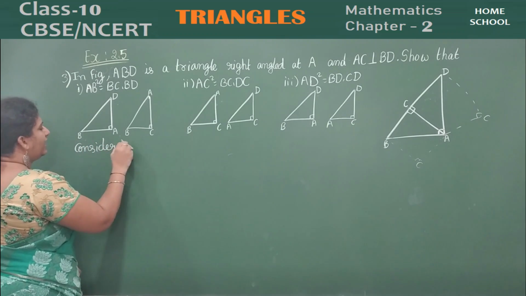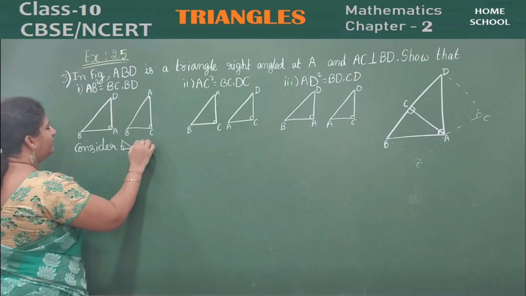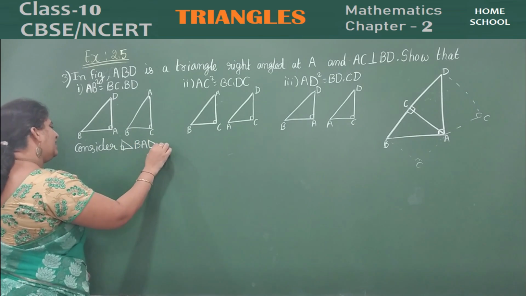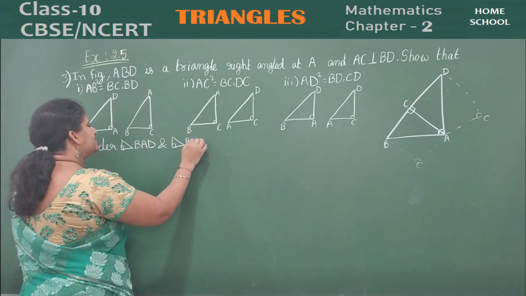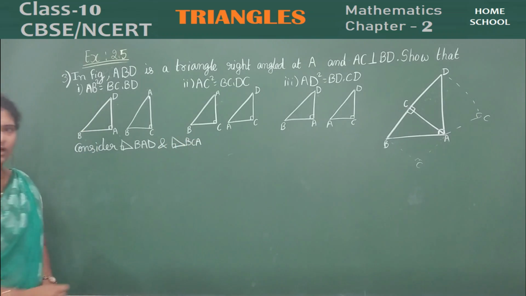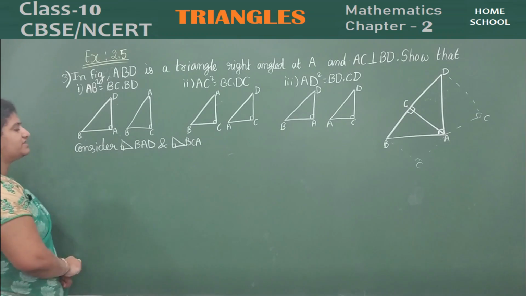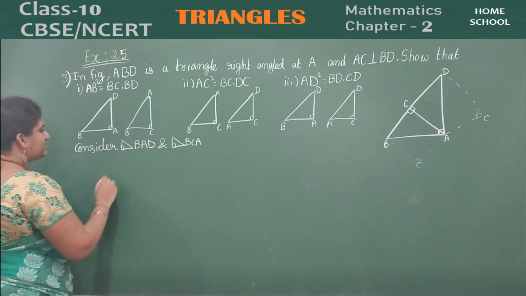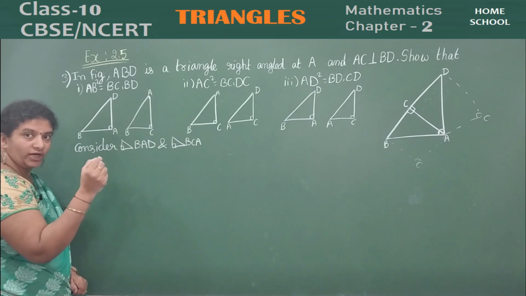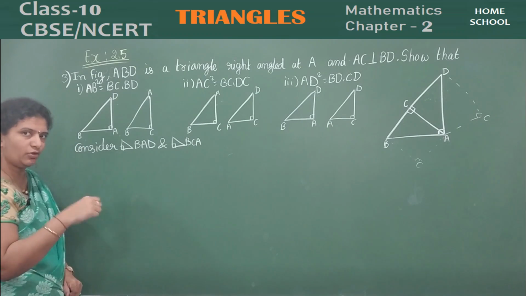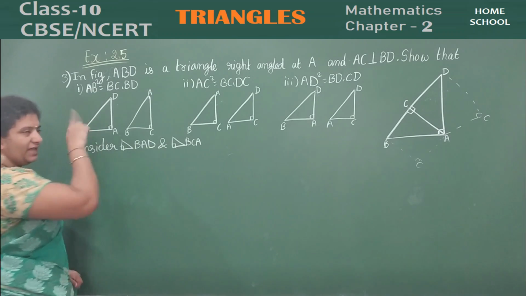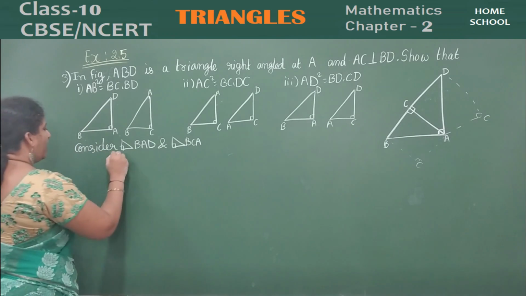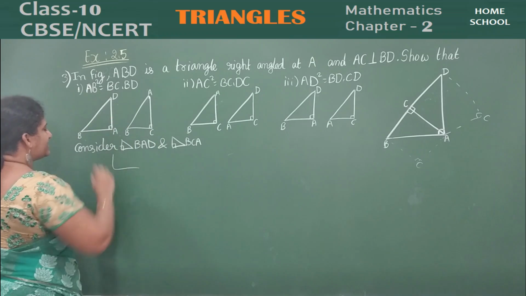Consider right angled triangle BAD and right angled triangle BCA. Okay, so how do you consider angle A, angle C? If you want, you can write shortcut also. When you are practicing, you write shortcuts. When you are writing in your final exam, write the angle complete. So now, angle A, angle C, children.